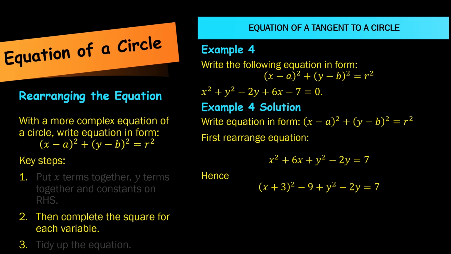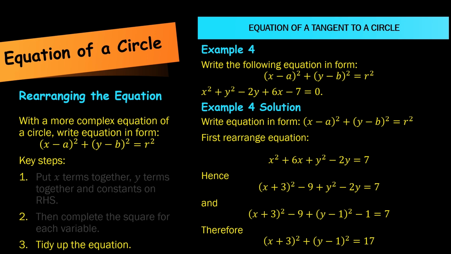Let's now complete the square for each variable. x squared plus 6x becomes (x plus 3) all squared minus 9, and y squared minus 2y and 7 are left as they are for the time being. Now let's complete the square for the y variable. We have (y minus 1) all squared minus 1 replacing y squared minus 2y. And the rest of the equation remains as it is.